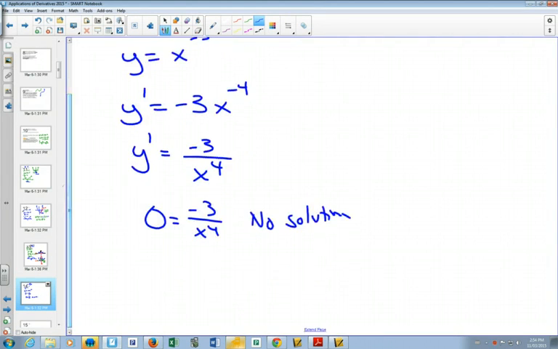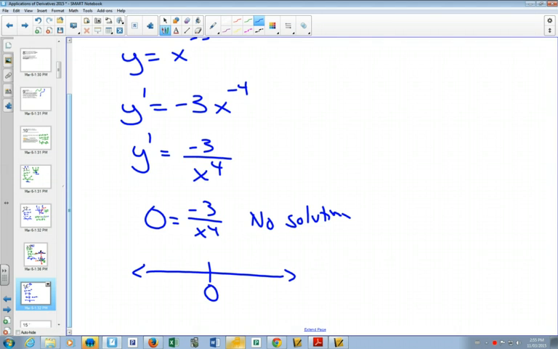So when we make our number line with all of our critical points, we'd have 0 here. Kai, do you have the booklet for this yet? No problem.